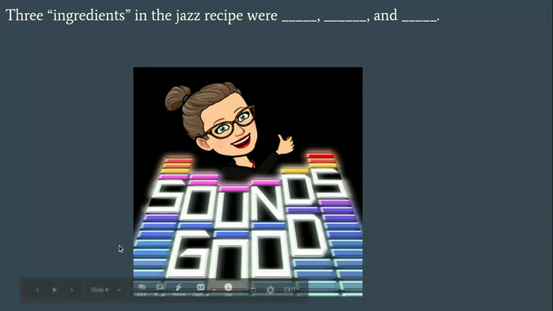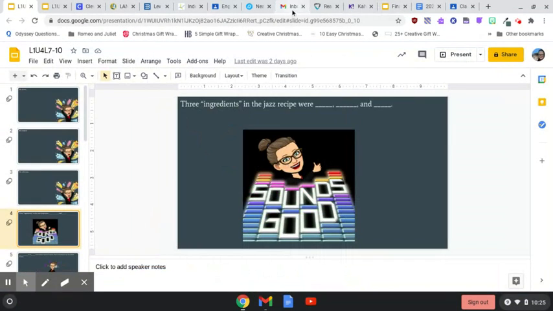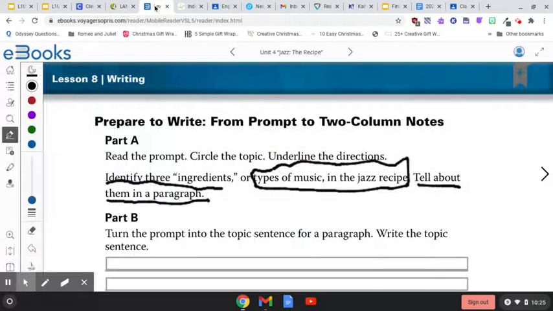Now let's go back to page 152. I want you to go ahead and write your topic sentence on the lines under Part B. Knowing this information will help guide our reading. We now know what information to look for as we read.